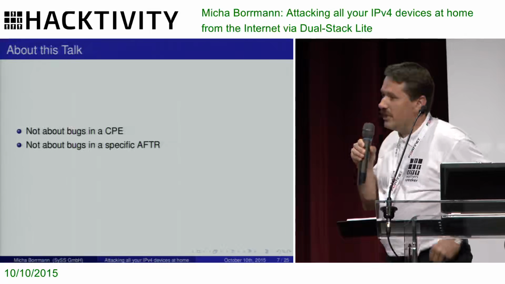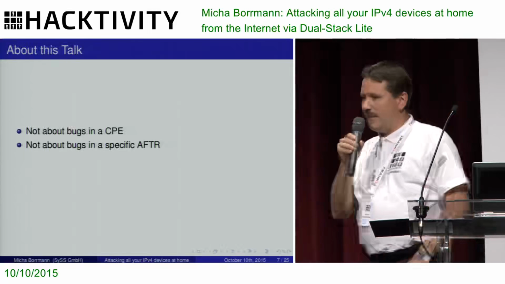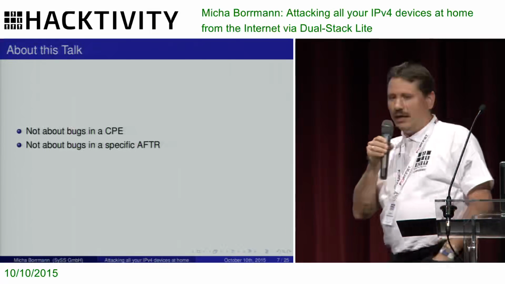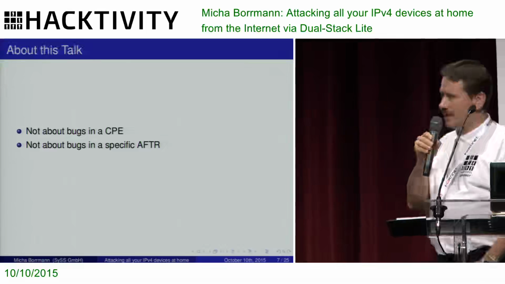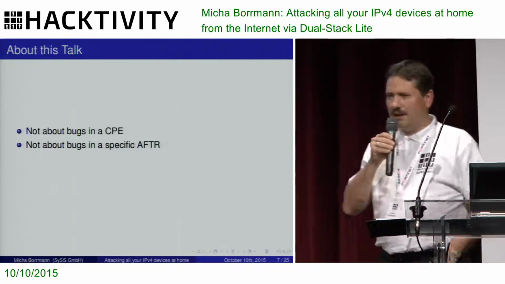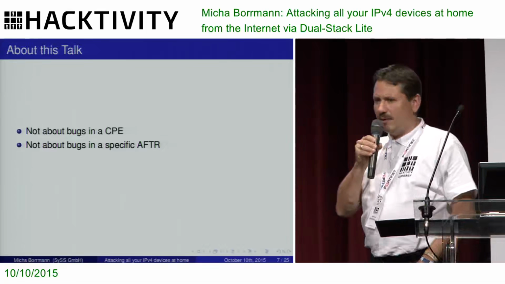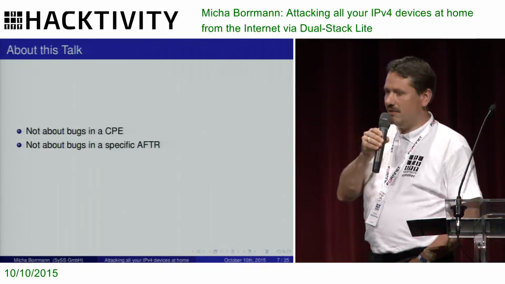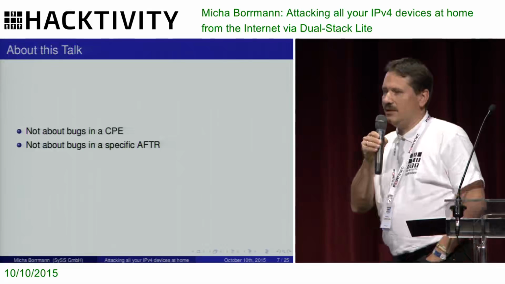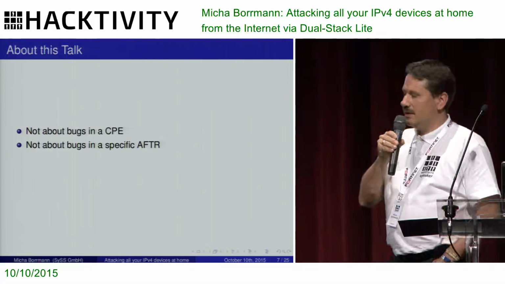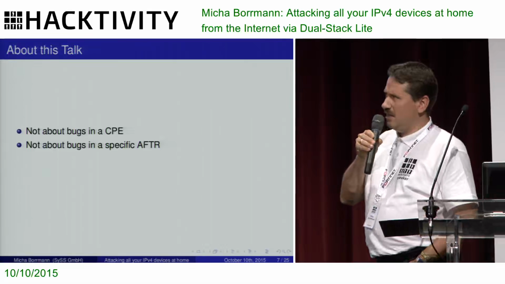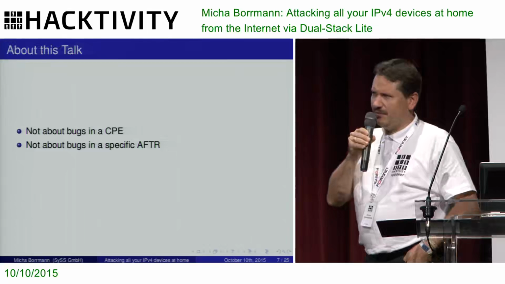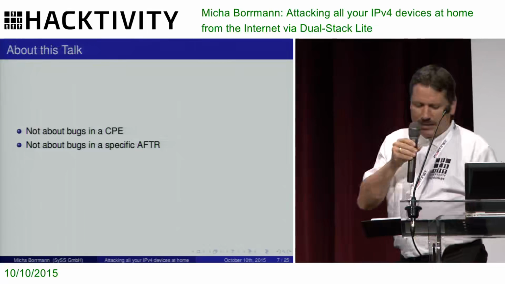I will not talk about specific bugs in a CPE which provides you with an IPv4 address, and I will also not talk about bugs in a specific AFTR. There are some vendors, they provide devices for access providers. It means there are different AFTR vendors nowadays and different router vendors. I've analyzed at least 3 or 4 different CPE models from 3 different vendors. So there are some on the market.